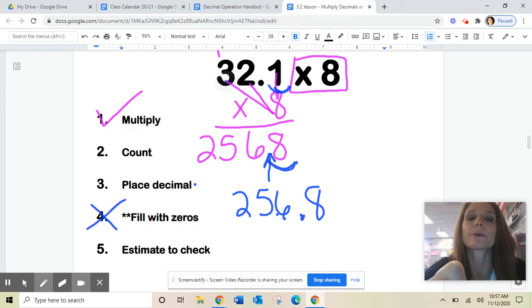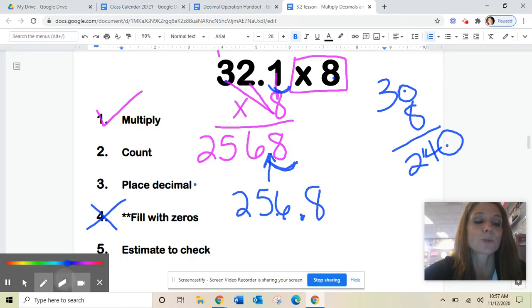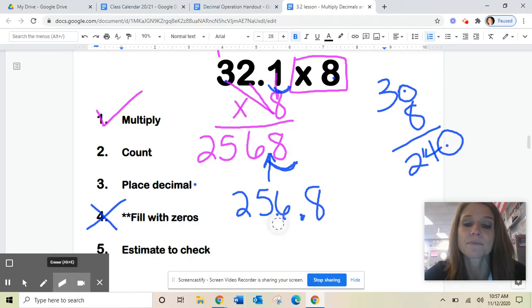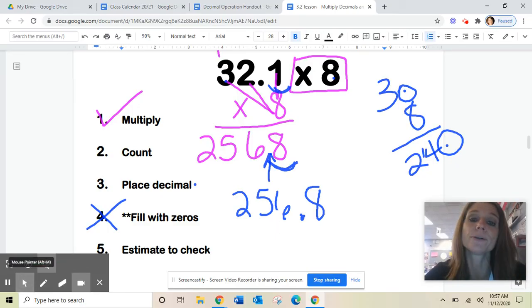So I would probably take this and call it a 30, and I can work with an 8. 8 times 3, 24, and then a 0 goes at the end. 240 is about what my answer should be, and I came up with a 256.8, and that's pretty close to a 240. Remember, with rounding or estimating, we can use compatible numbers too, so that is an option for you.